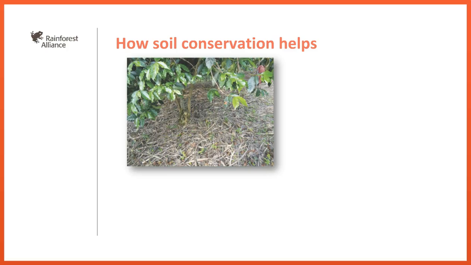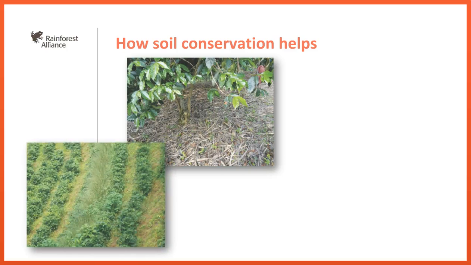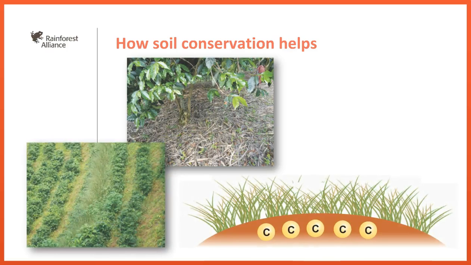Then how does soil conservation help? When the soil is covered with mulch or grasses, it increases organic matter in the soil, which stabilizes the carbon in the soil so that it does not get together with oxygen easily. This is how the carbon stock can be maintained in the soil.